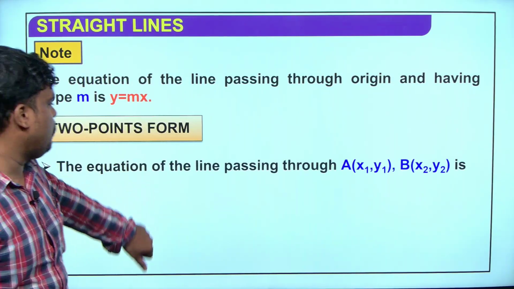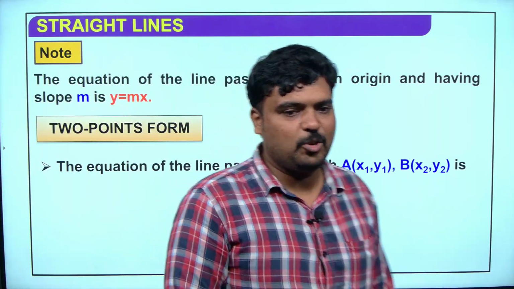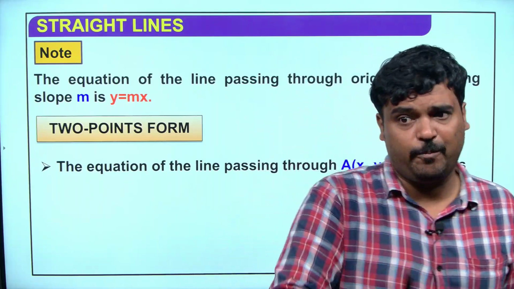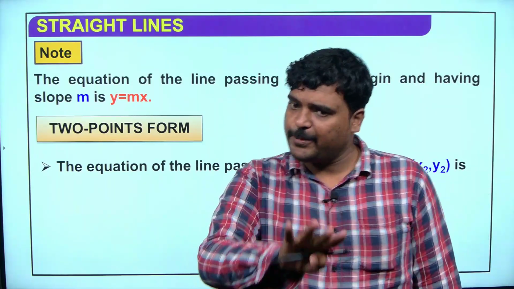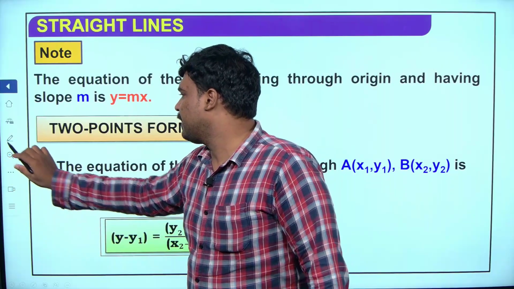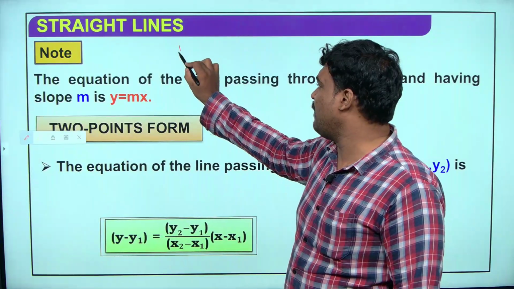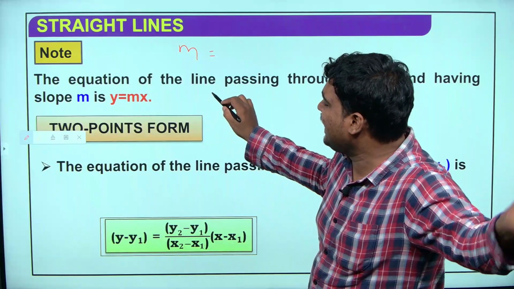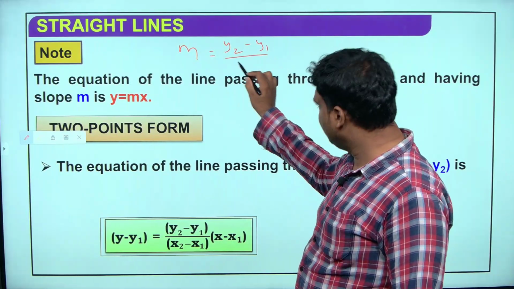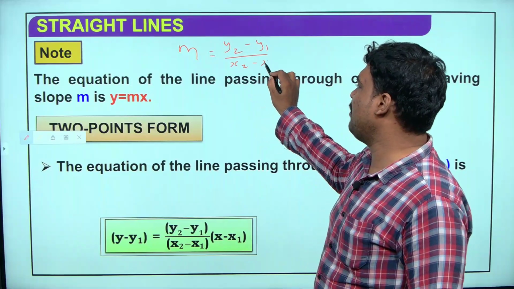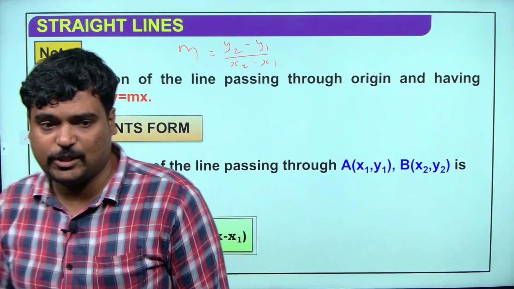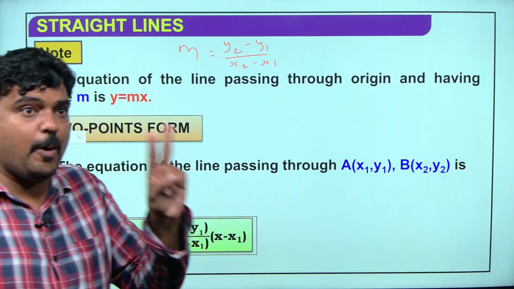So next is the 2-point form. Guys, the 2-point form is nothing. You know the point-slope form, no? How to find the slope you know, right? What is the formula for slope if 2 points are given? y2 minus y1 by x2 minus x1 is the slope formula if 2 points are given.